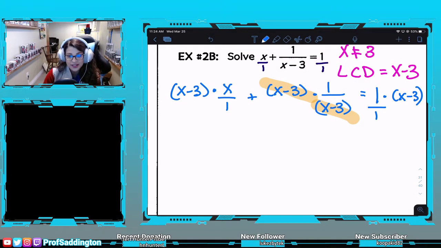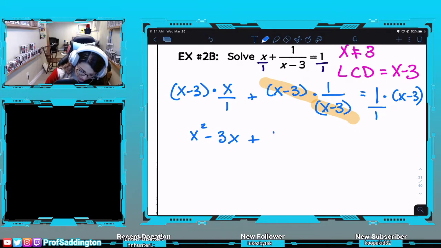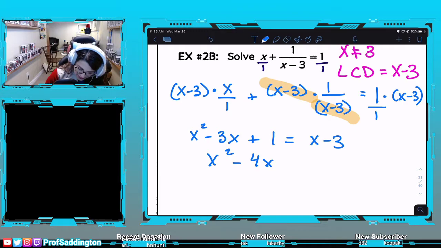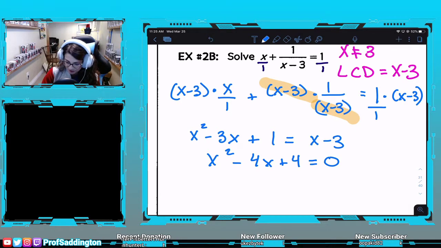And now I'm just going to simplify. I'm going to have to distribute in that first one. So we get x squared minus 3x. And then plus, the only thing left over there is a 1. And then equals x minus 3, because 1 times anything is just that thing. All right. So now we're going to get this equal to 0. So I'm going to subtract over my x, add that 3. So we get x squared minus 4x plus 4 equals 0.